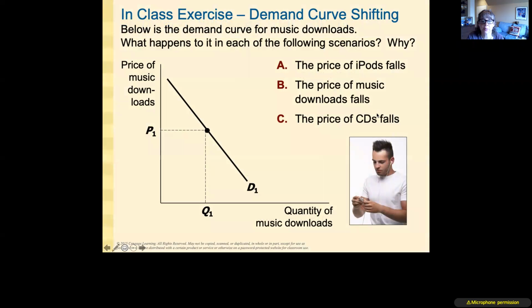So we're going to play around with this a little bit. On your chart, this is the demand for music downloads, and then there's the price for music downloads. The demand is always shown as follows. Quantity is on the bottom, right there, and price is always here. So here's your price, and here's your quantity.